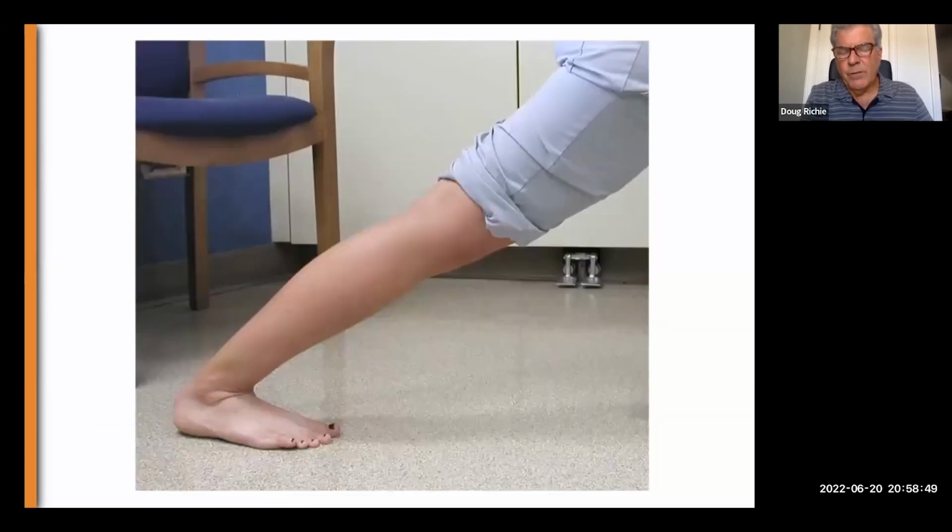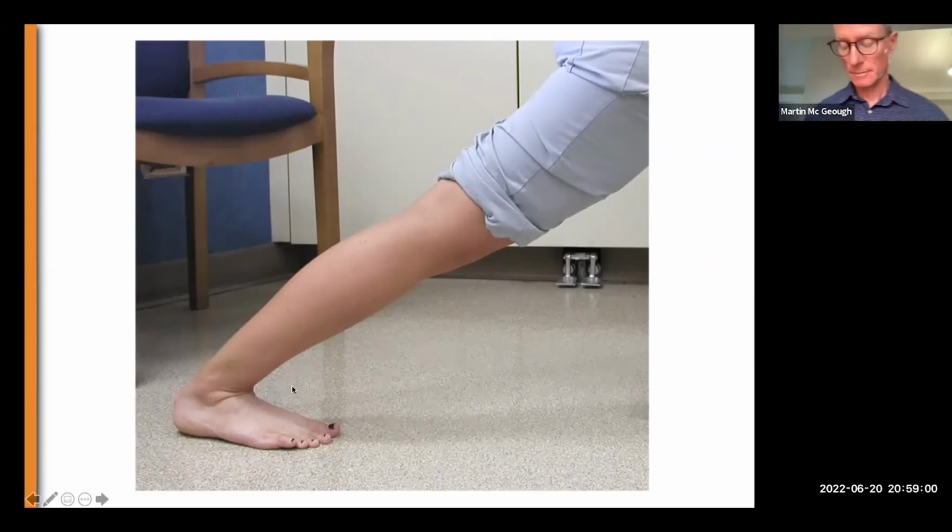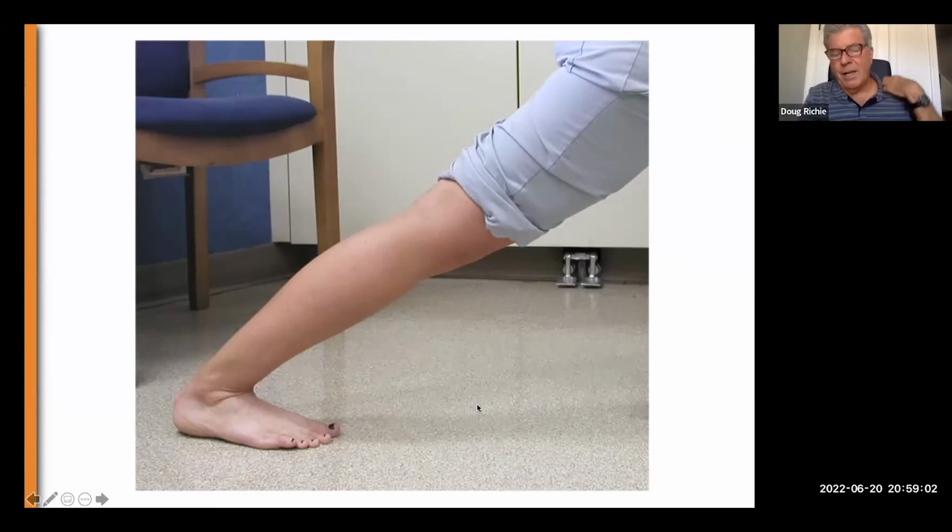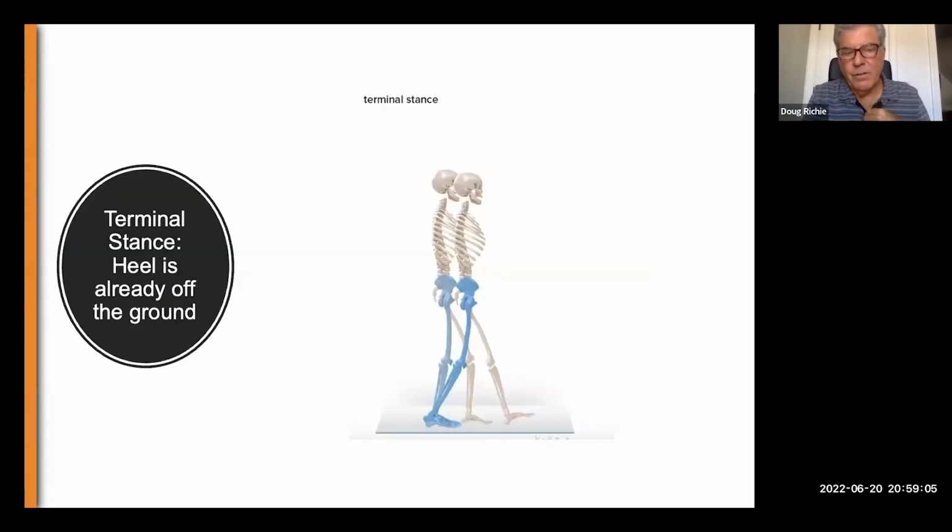A little pearl to reproduce peroneal tendon pain is have the patient do a lunge. An extreme lunge pulls those tendons into the lateral malleolus and will reproduce the pain and help confirm the diagnosis.